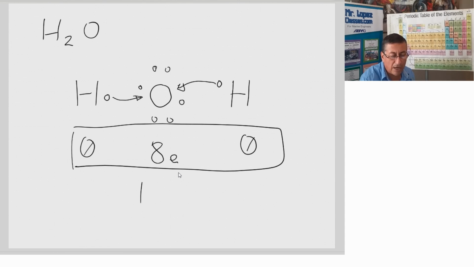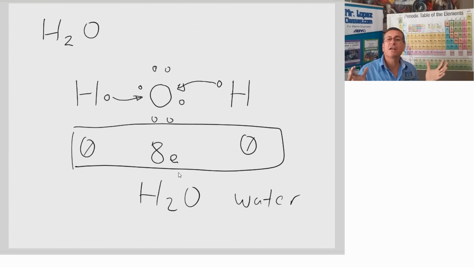What is the name of the molecule? H2O, and this is water. Water is a perfect molecule. Water is a fully stable molecule. For that reason, water never reacts. Water all the time is neutral, is perfect. This is good. This is perfect.